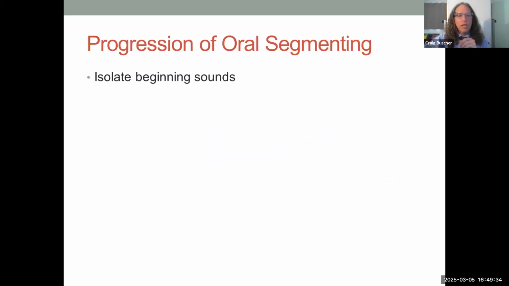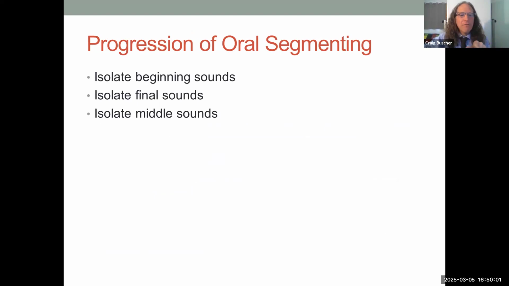The progression is a little bit different than blending because now you're going to start with, I'm going to give you a word and you're going to tell me the first sound. So I need to know if you can identify the first sound of a word. And if you can't, then that's what we're going to practice. After that, I need to know if you can identify the last sound of the word. And if you can't do that, then we're going to practice that. Then I need to know if you can do the middle.